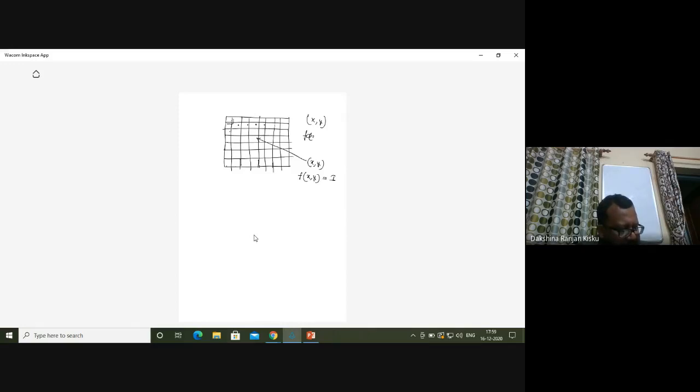That means by discretization of coordinate values we can have a finite number of coordinate points, and by discretization of intensity values we could have a finite number of intensity values or gray level values. Now how will an image be represented?